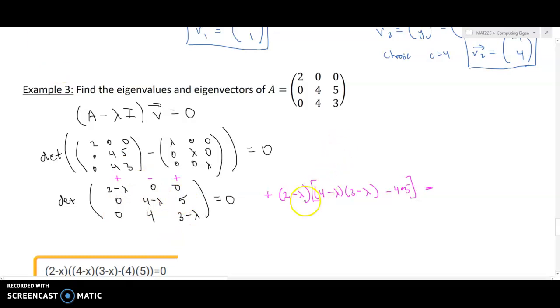Now we're going to use the 0 as our pivot, cross out that column, cross out this row, and then find the determinant of what we have between 0, 0, 5, 3 minus lambda. So this is going to be 0 times bracket 0 times 3 minus lambda. You can see where this is going. This is going to 0 out, but we're still doing it. Minus 0 times 5.